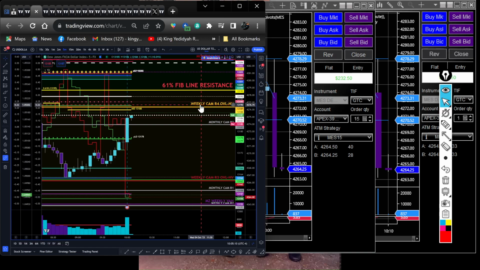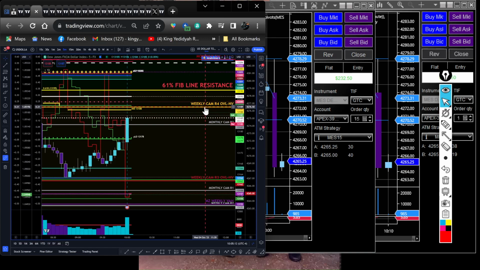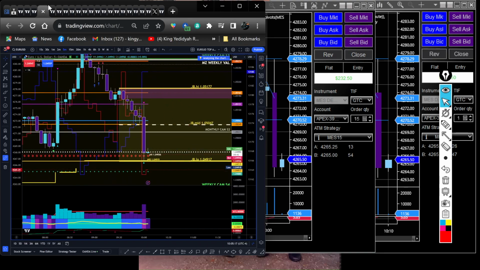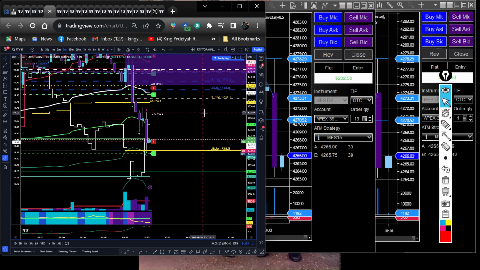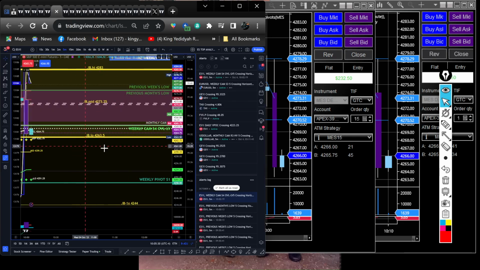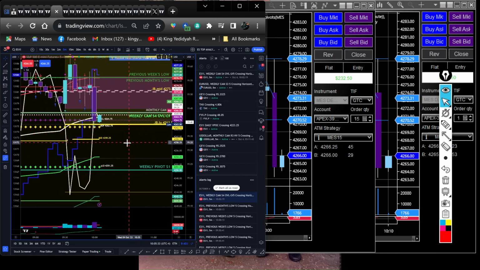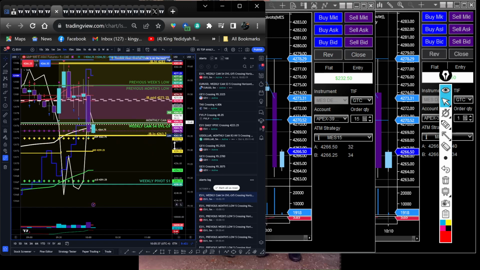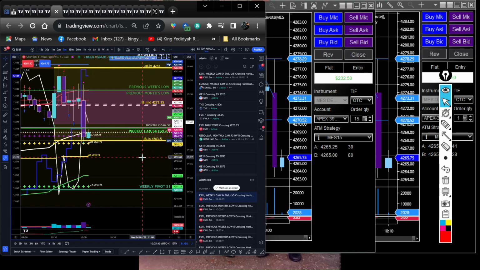All right, looking like the US dollar is pushing back up on weekly Cam R4. Euro USD selling off. Russell actually getting some support, kind of bouncing around at Camarilla S3. ES retesting weekly Cam S4. I don't know, man.